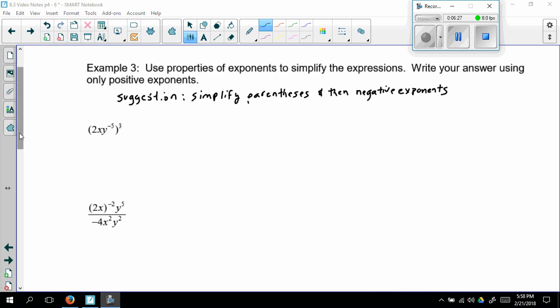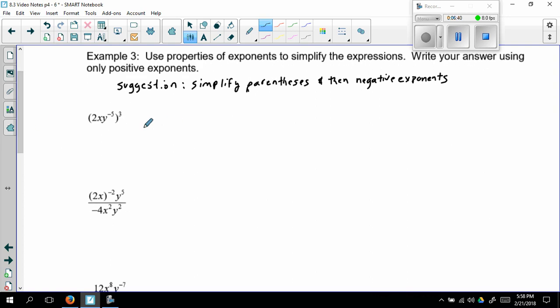Okay, my suggestion when they get more complicated is to first simplify the parentheses and then deal with the negative exponents, make them positive by rearranging them, and then use your rules. Again, that's just a suggestion. You can do any exponent rules that work, but that's how I'm going to show it. I found that typically that results in fewer errors.